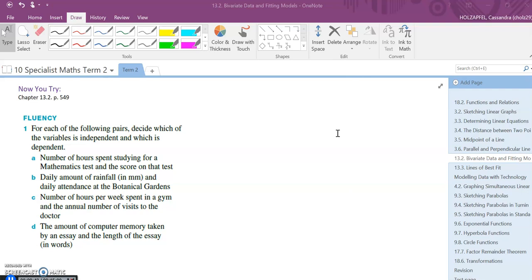Okay, so let's jump in. For each of the following pairs, decide which is independent and which is dependent. Really, let's just use the language "something depends on something," and then we'll be able to figure out pretty easily which one is the dependent and which one's the independent variable.